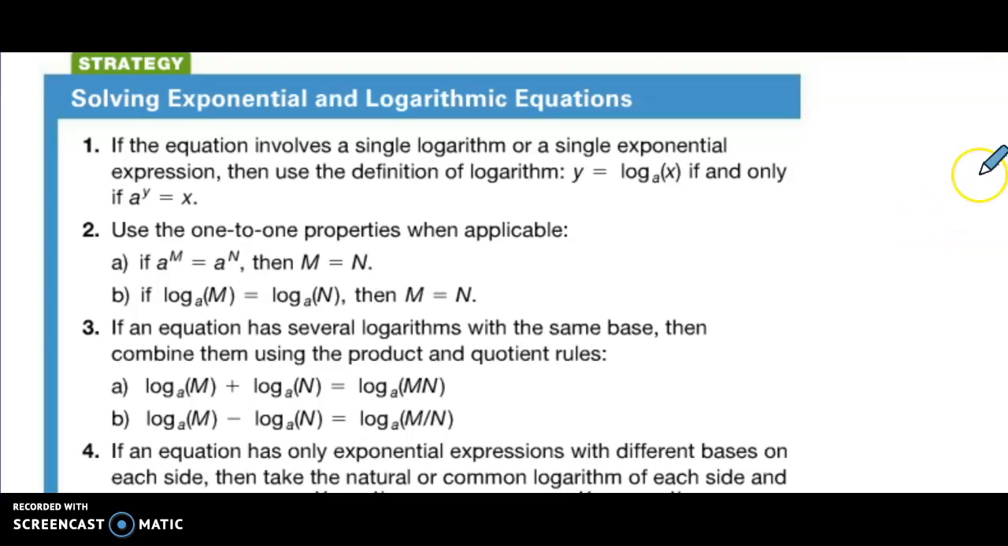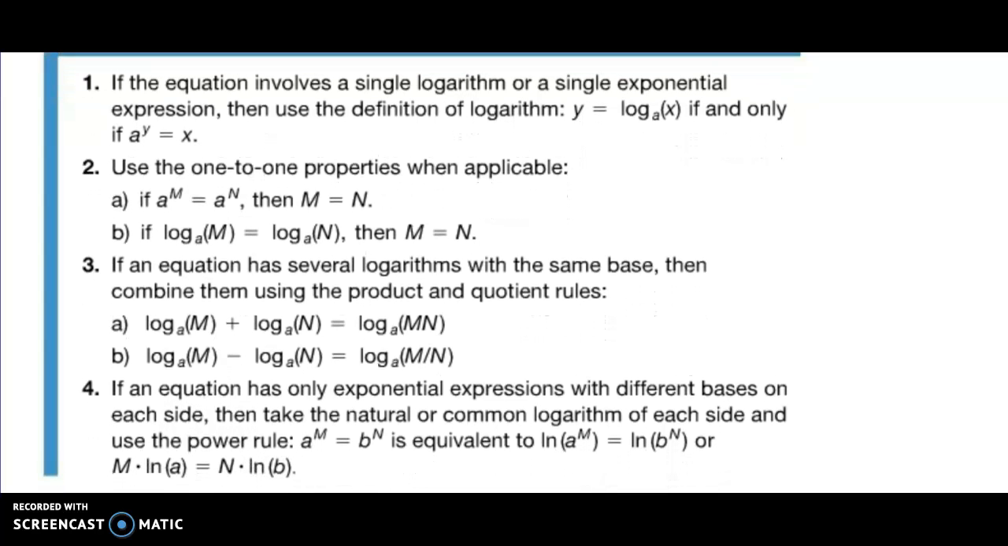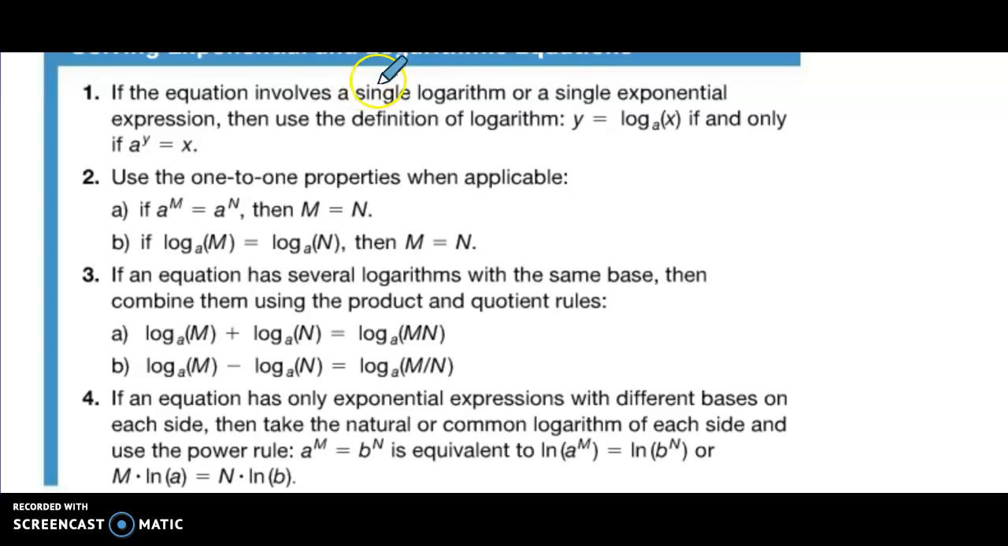So here's a little summary. How to solve exponential and log equations. Okay. If the equation involves a single log, that's how we started, then you just rewrite it as a to the y equals x, rewrite it as an exponent. Okay, you use that definition of logs. If it's a one-to-one type thing, it's the log of this equals the log of that, then you just let m equal n.